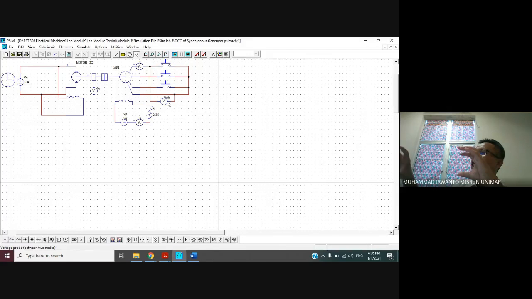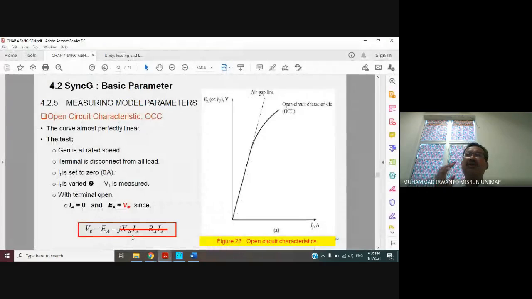You measure here. Voltage is present, but current is not. So there is no current here. The voltage here is equal to the internal voltage. Remember this condition. So when you do the open circuit test of the synchronous generator, you can obtain the value of phase voltage. The phase voltage is equal to the internal generated voltage for the condition IA is 0. There is no current. Why? Because this is open. Remember.